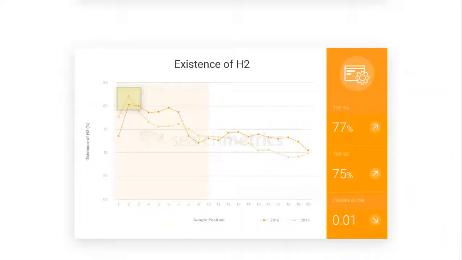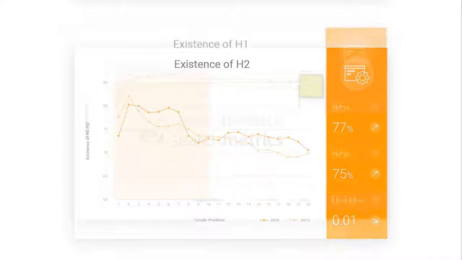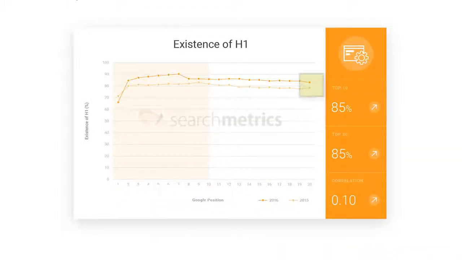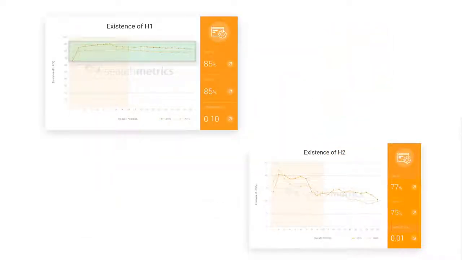The average usage of H2 tags has increased by around 4 to 5% in 2016 from the second search result to the 30th one. Also, you can see that the percentage of usage of these H2 and even H1 tags is increasing gradually from the 30th search result to the second one. Almost 70 to 80% of top 20 pages are optimized with the existence of H1 headings. So it has become a prerequisite for a good ranking.